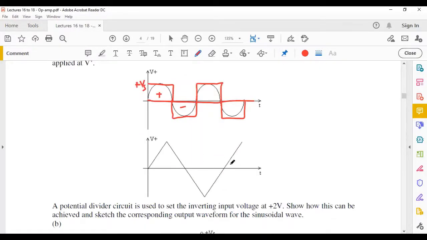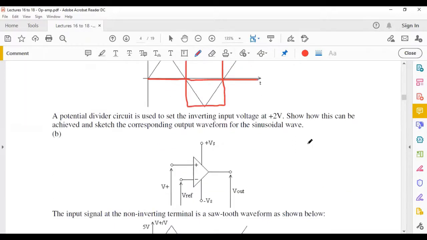Now let's consider this one. Same way, this is going to be the level of your V minus. Wherever you have a positive here, it's going to be positively saturated, and when your V minus becomes larger than your V plus, it's going to be negative saturated, which is basically a comparator. So what I've drawn here in red is going to be your output.